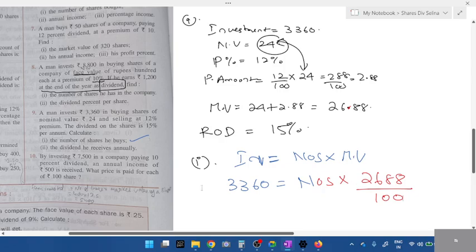Okay, number of shares, annual dividend. Dividend he receives annually. Find the dividend, students. Later. Try even the 10th one. Did you complete even the 10th? I told 9th and 10th.